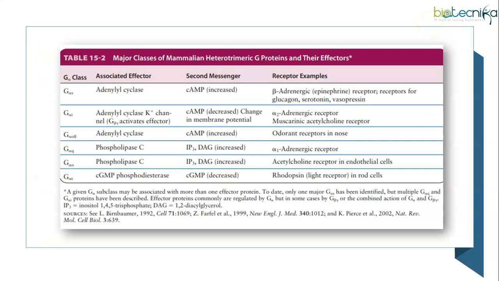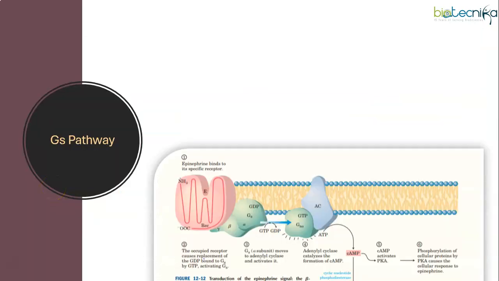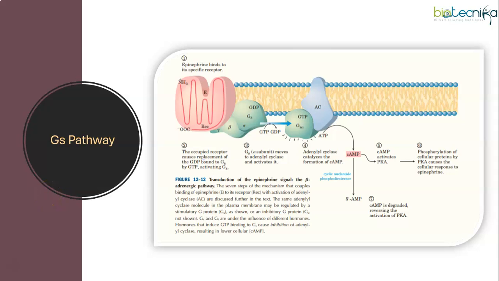So these are different types of G protein. We have G alpha S, alpha I, alpha Q and alpha T to be focused on. But in this session, I'll be taking alpha S and alpha T, which are the most important among the four. The G alpha S pathway is very simple if you know the components.